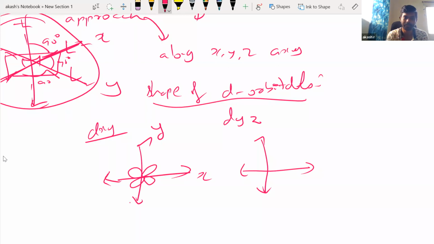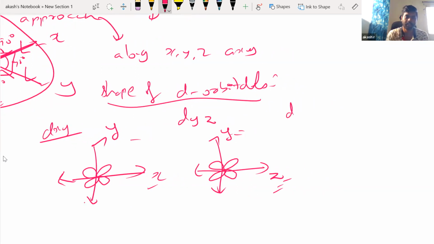Here we have, this is your y-axis and say this is your z-axis. Now the shapes are the same, except that the axes are different. Here it is x and y, here it is y and z. Okay, next we can go for dzx or dxz, whatever it is. So here also you'll have the same shape, but your axes will be different. Say this is your z-axis, this is your x-axis. So now we will have a shape like this, again a double shape.